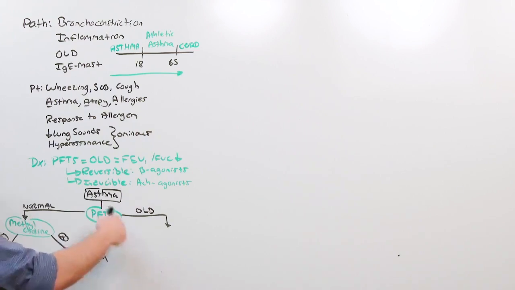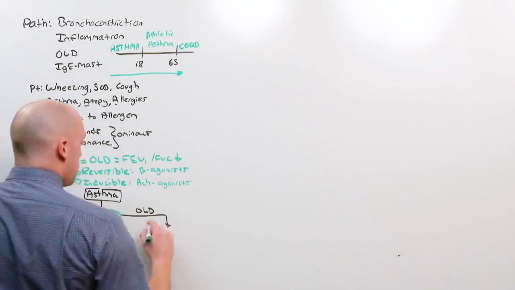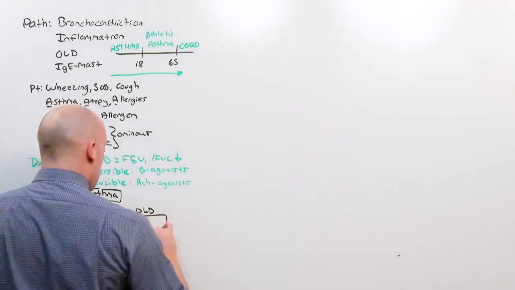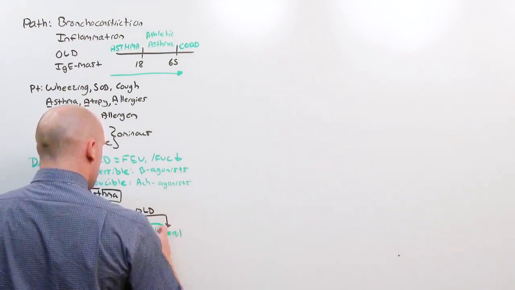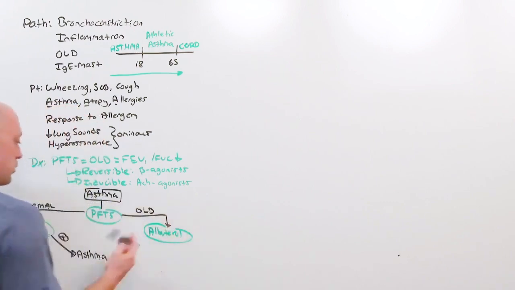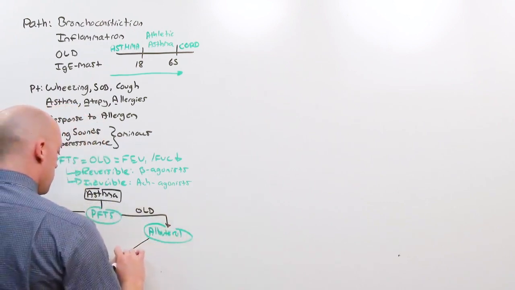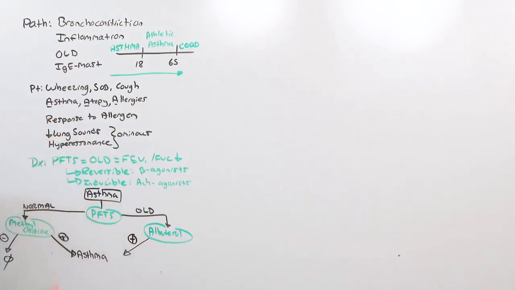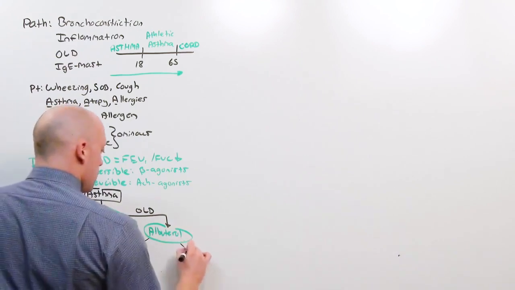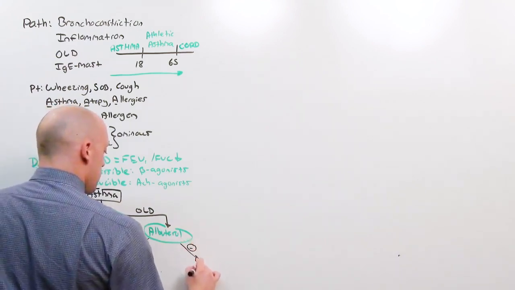On the other side, if you find a reduced FEV1 over FVC, you have obstructive lung disease, you want to try to rescue them. You do that with a bronchodilator, albuterol. And if you're able to reverse the symptoms and the findings, that is asthma. They've got the diagnosis. If it does nothing, it's not asthma.